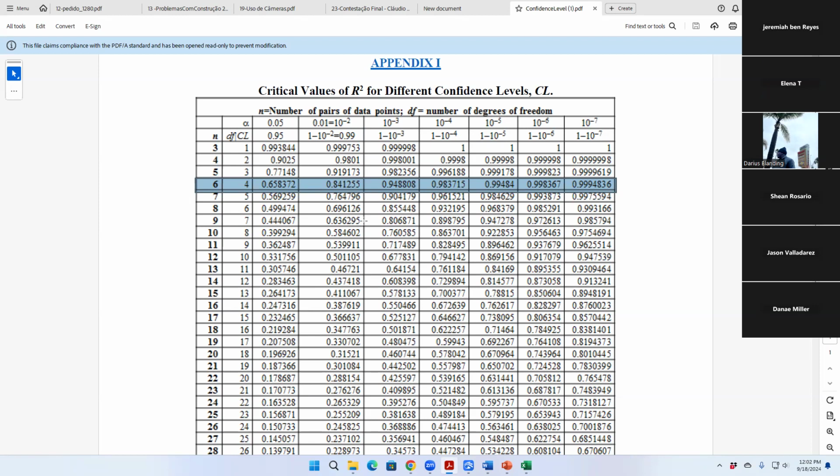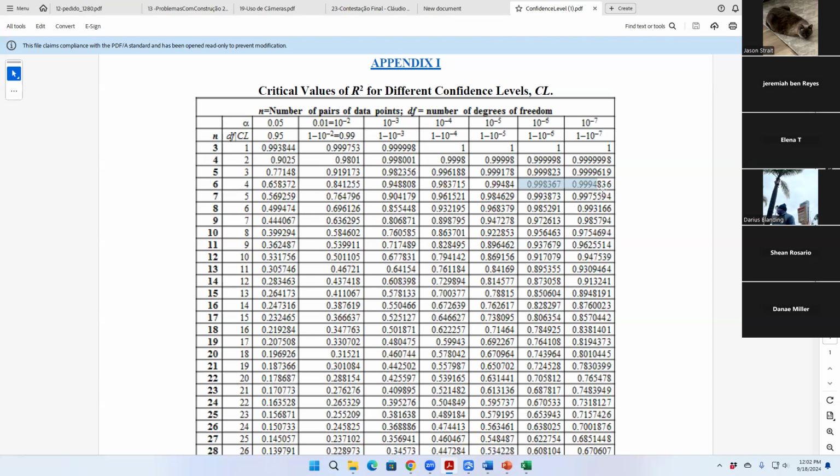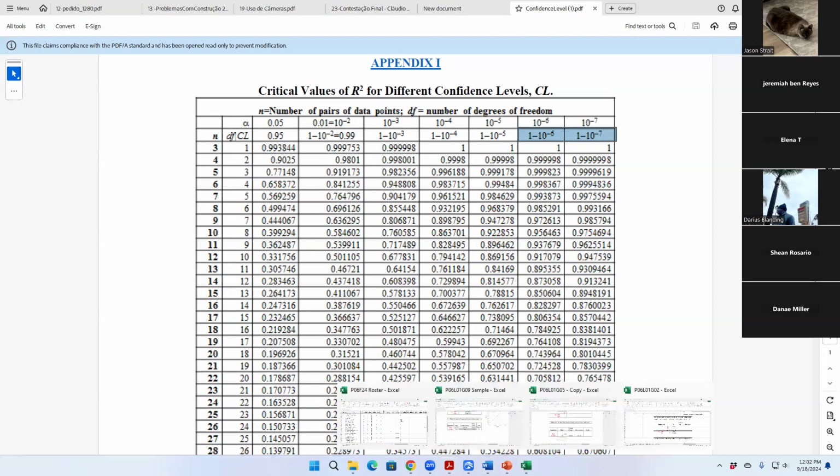And let me see, Jeremiah, right? Jeremiah said R squared 0.999. Okay, Jeremiah, so your 0.999 is between those two values, right? Are you there, Jeremiah? Okay, so your CL will be 1 minus 10 to the minus 6 and 1 minus 10 to the minus 7. And don't forget to put that equal sign, right? That equal sign to calculate properly.